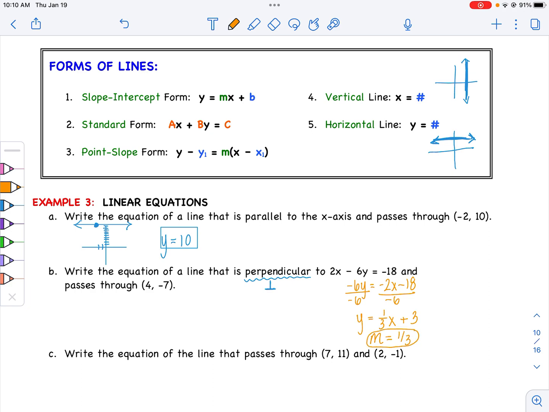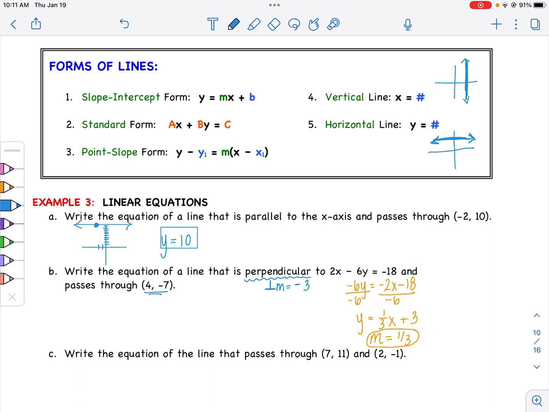Now that's helpful because I want to find the perpendicular slope. Well, if the normal slope's 1/3, the perpendicular slope is opposite reciprocal. So instead of 1/3, it becomes a 3, and you add that negative sign. So that's our slope we're going to use, and this point.